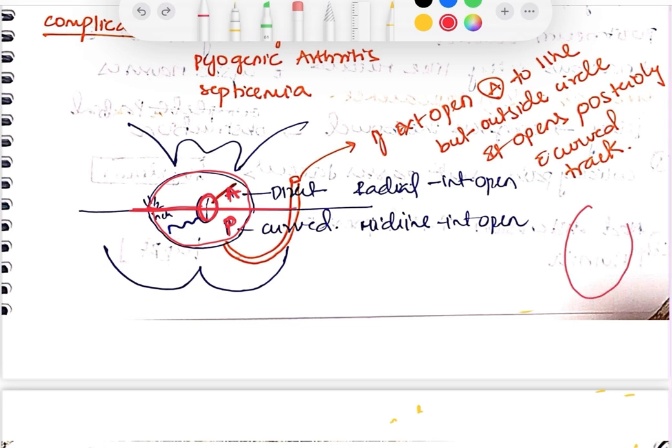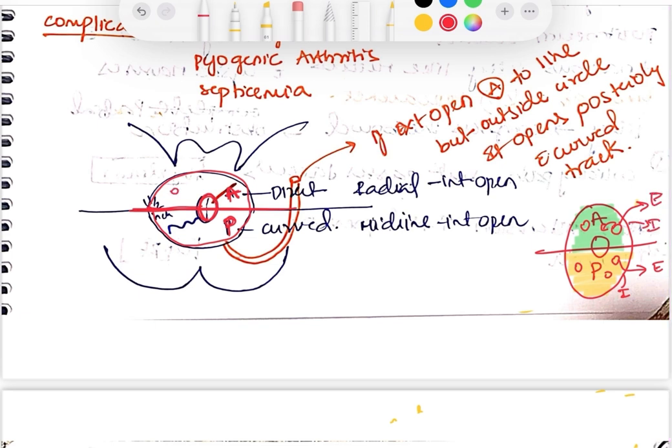So if we redraw the diagram here, this is the anus and this is the anterior part, this is the posterior part, and there will be some fistulas which will be opening in the anterior part, and there will be some fistulas which will be opening in the posterior part. And these fistulas will have an external opening and an internal opening, right? And it is the same for posterior also. So the fistulas which are opening posteriorly will also have an external opening and one internal opening, right?